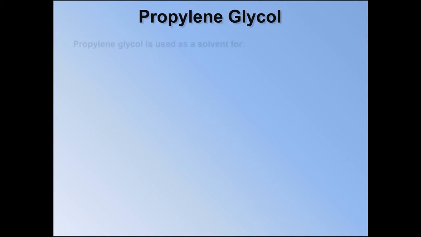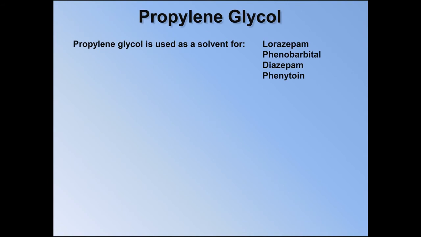The final toxic alcohol to talk about in detail is propylene glycol. This is used as a solvent for a number of IV medications, including lorazepam, phenobarbital, diazepam, and phenytoin. The typical presentation of propylene glycol toxicity is the onset of renal failure and an unexplained lactic acidosis in a patient who has been on a continuous infusion of IV lorazepam for at least several days.